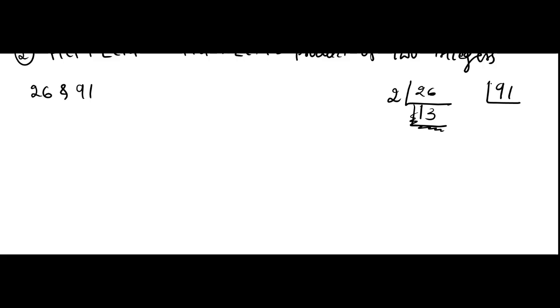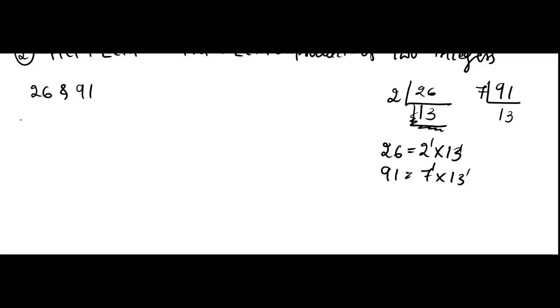See here, 3 threes are 9, 1 is remaining, it's not possible. So it is divisible by 7. 7 13s are 91. 13 is a prime number. So as a product of primes, we can write 26 is equal to 2 into 13 and 91 as 7 into 13. All powers are 1 here.